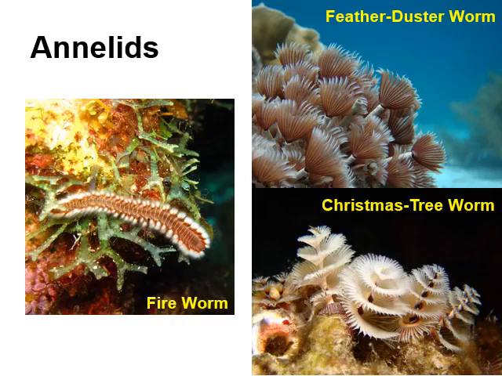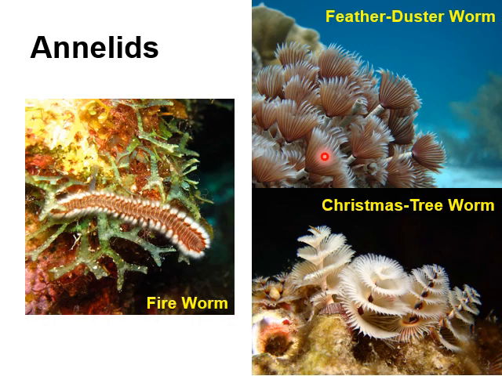Okay, finally, the last group that we're going to talk about in this part of the chapter are the annelids. So annelids are the segmented worms, right? So the second group of worms we'll talk about. So we've had the flatworms, and then these are the segmented worms. And they include things like this thing.